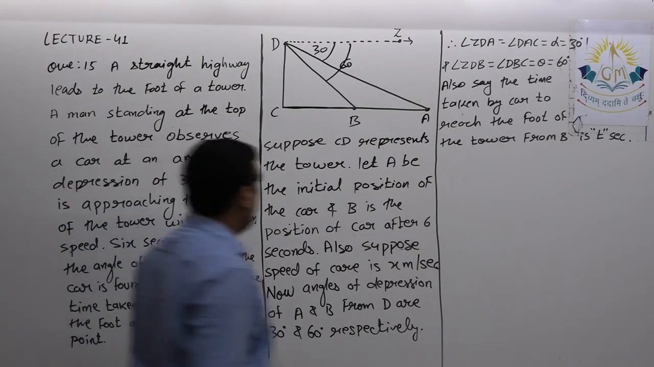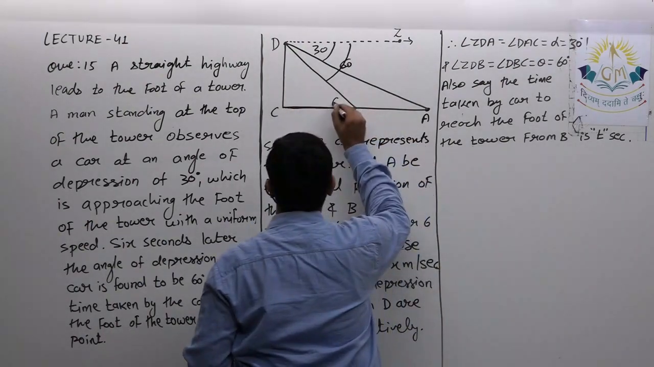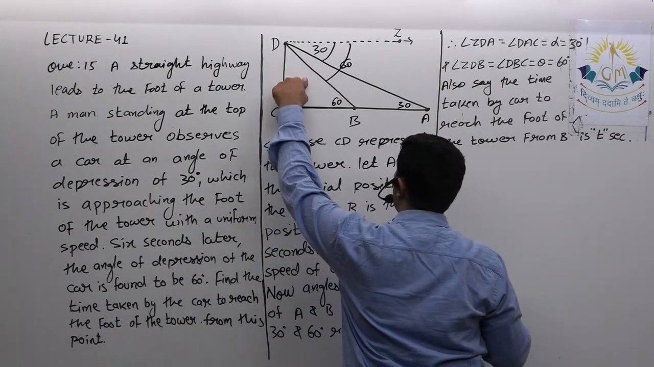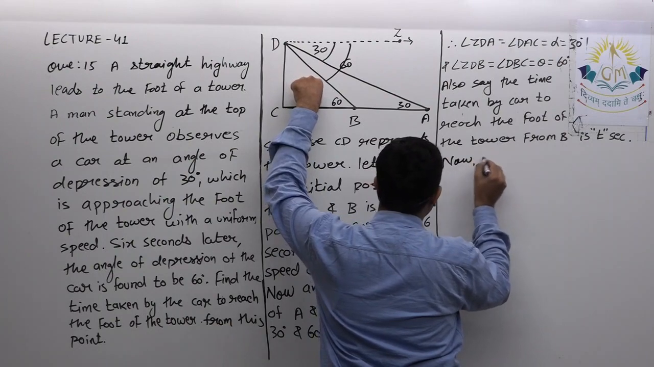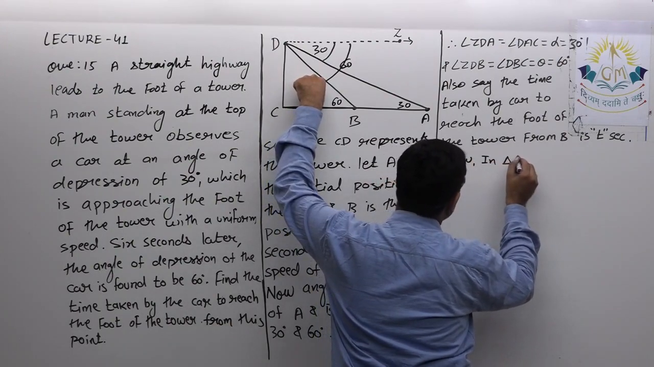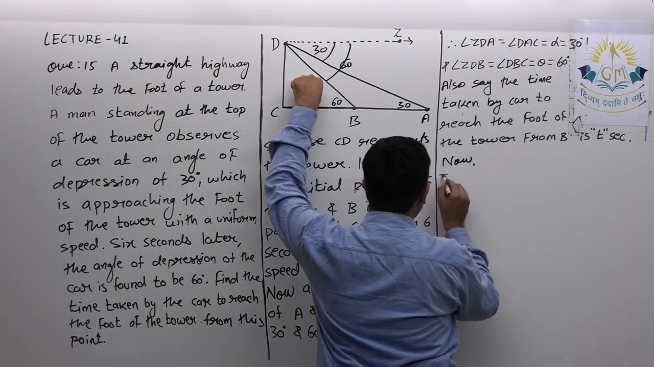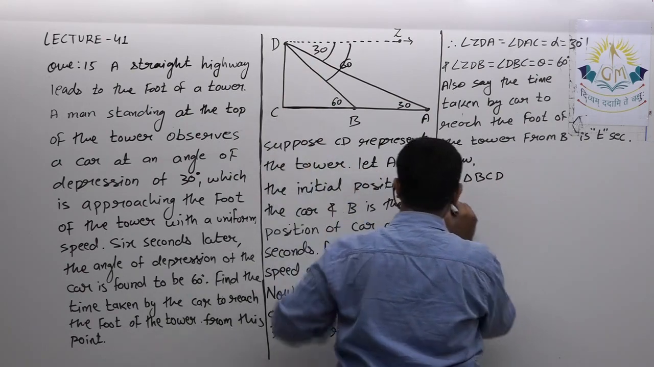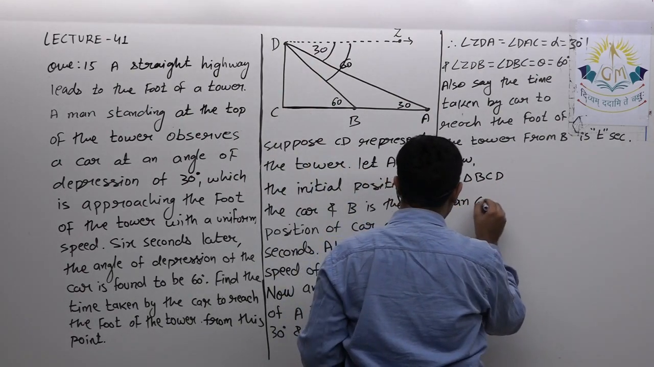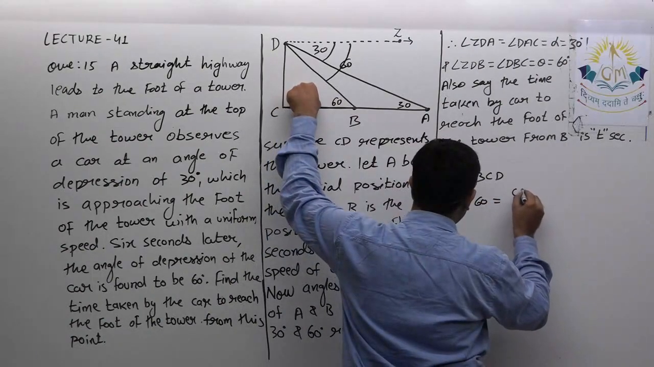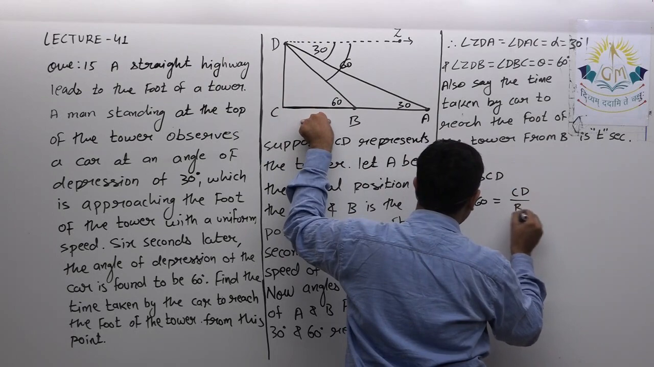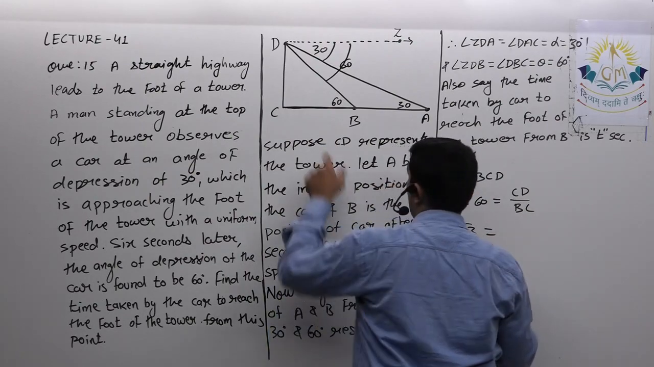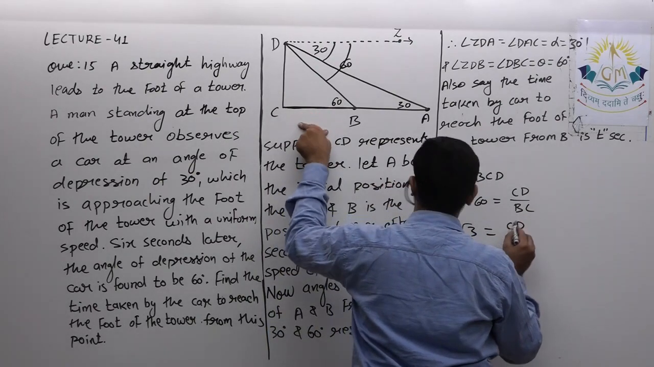Okay, so let us see how to solve it further. This angle is 60 degrees and this angle is 30 degrees. Now in triangle BCD, tan 60 is equal to perpendicular, that is CD, upon base, that is BC. Now tan 60 is equal to root 3, so root 3 is equal to CD, remains as it is, upon BC.